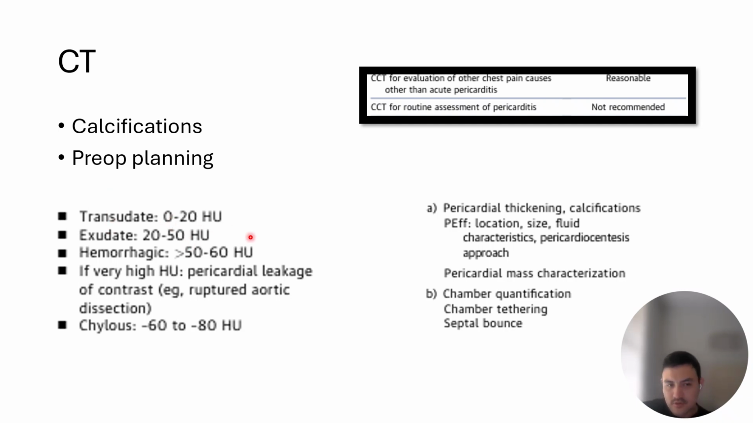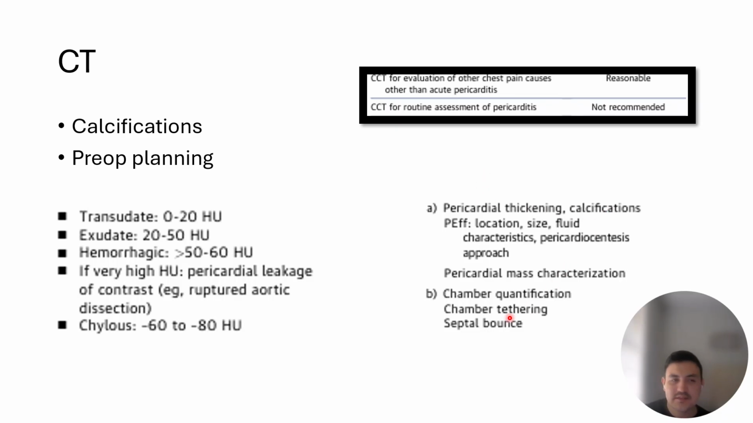the Hounsfield units. Transudate, exudate, hemorrhagic, and chylous. And you can have the numbers here. Transudate is 0 to 20, exudate 20 to 50, hemorrhagic more than 50, and chylous more than 60. You can evaluate the pericardial thickening, calcifications, chamber calcification, etc.